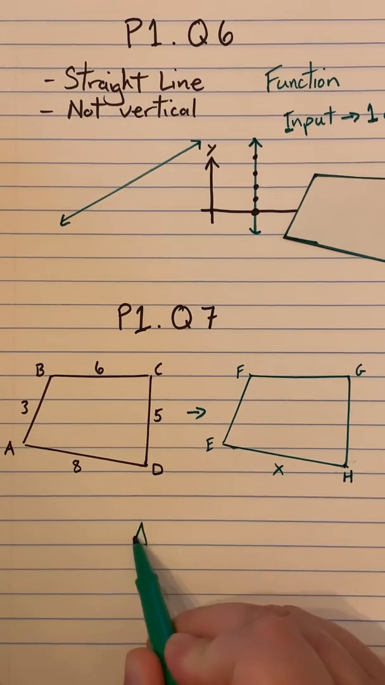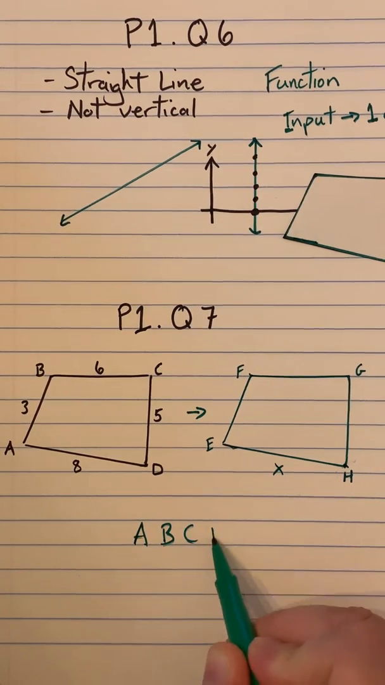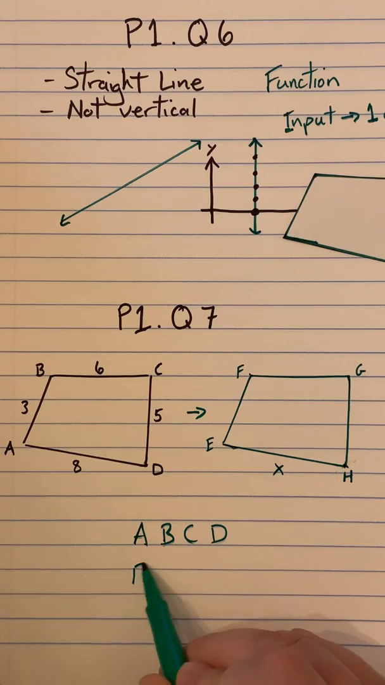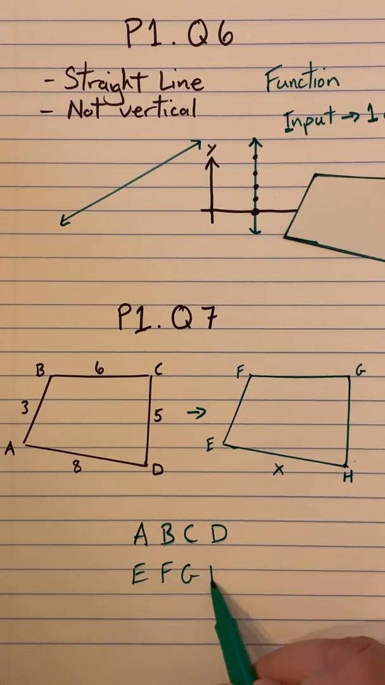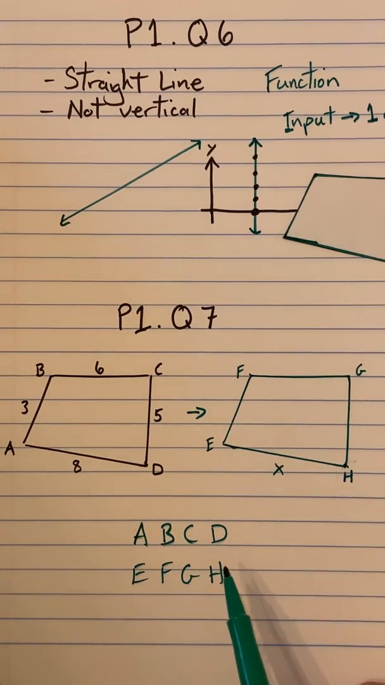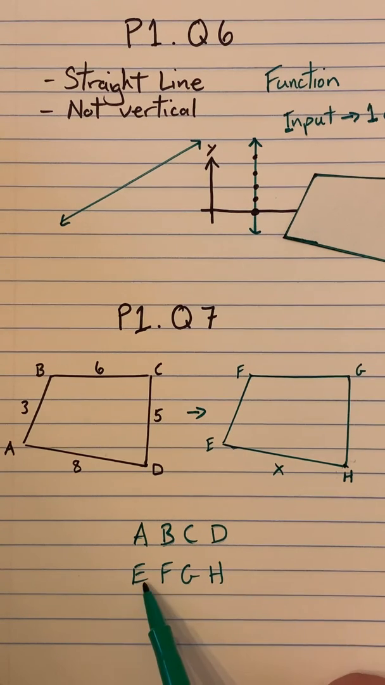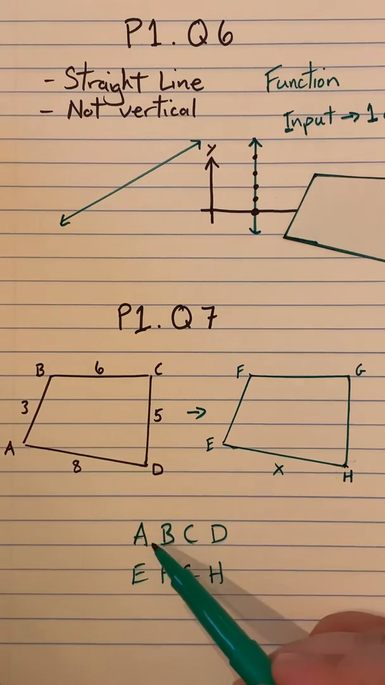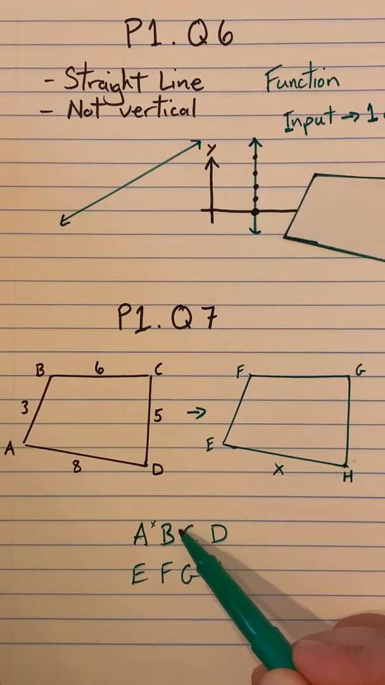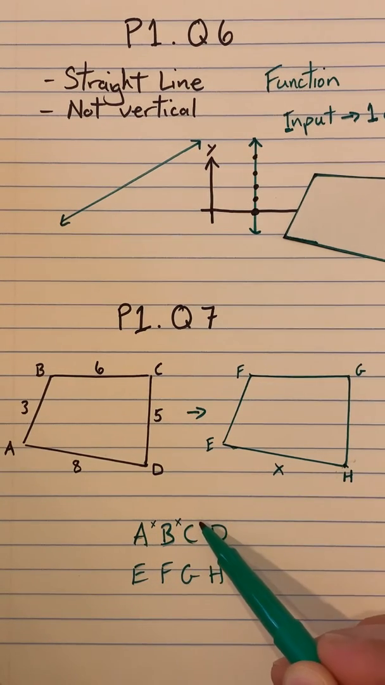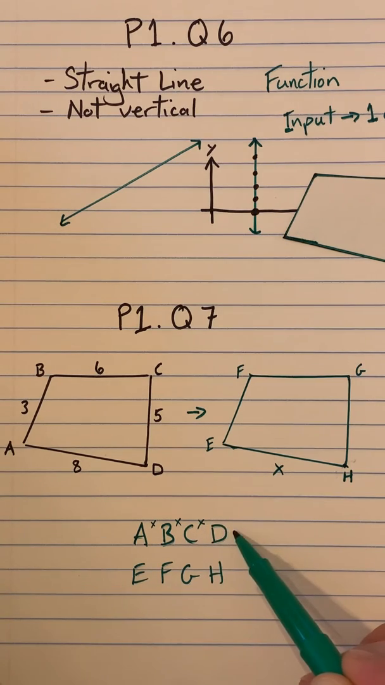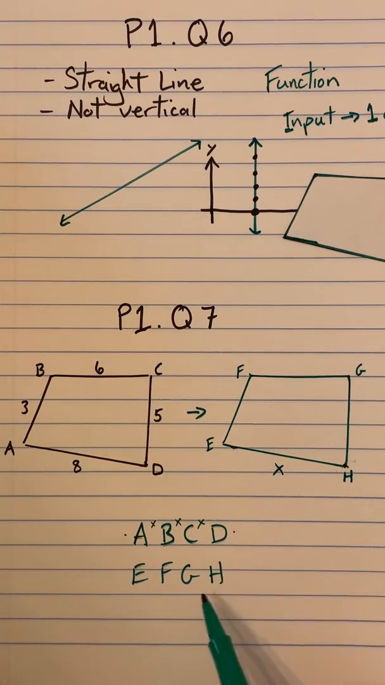But once again, if we line up the vertices A, B, C, D with E, F, G, H, right? We recognize that we don't want what's between A and B, right? We don't want what's between B and C. We don't want what's between C and D. So we want what's between D and A. And that would be the same as what's between E and H.